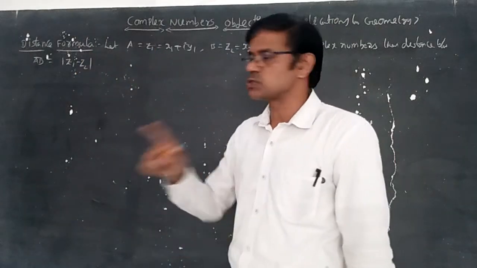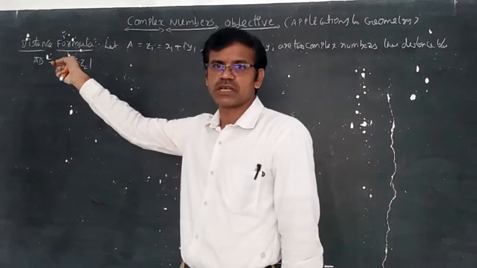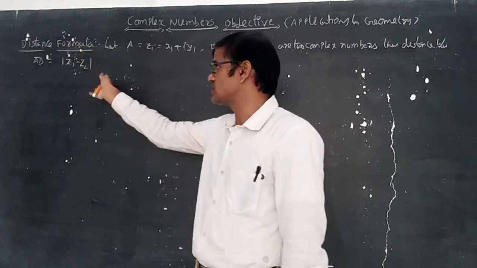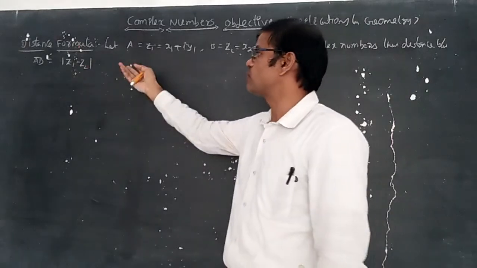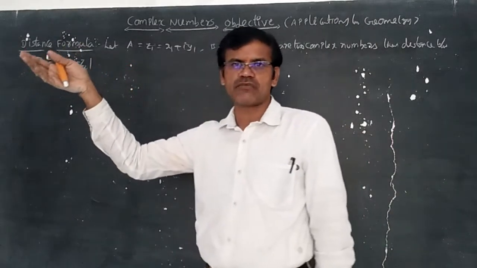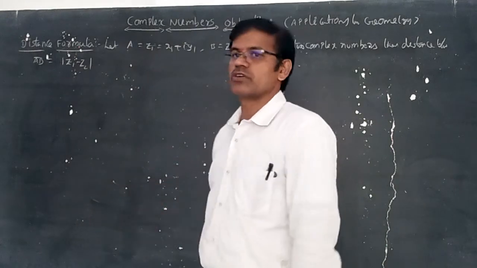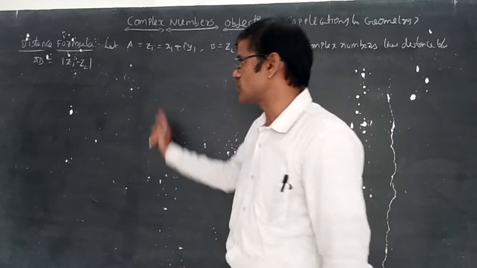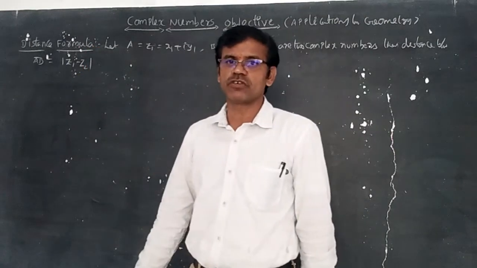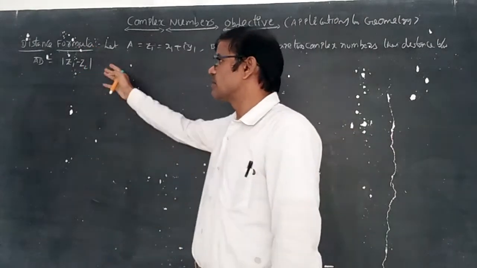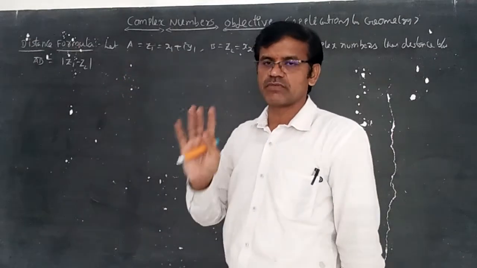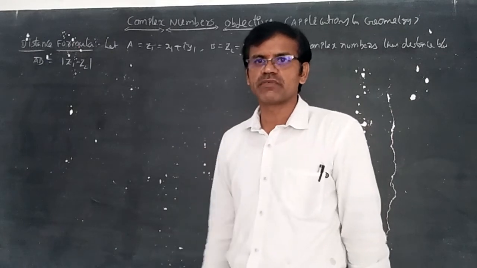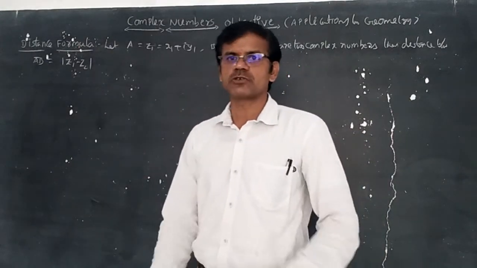Modulus of z1 minus z2 means x1 plus i y1 minus (x2 plus i y2). So the real component is x1 minus x2, and the component of i is y1 minus y2. So the root of (x1 minus x2) whole square plus (y1 minus y2) whole square can be written as the modulus of z1 minus z2. Today's class depends only on z1, z2, z3 like that. Here you should understand that z1 is equal to x1 plus i y1 and z2 is equal to x2 plus i y2.